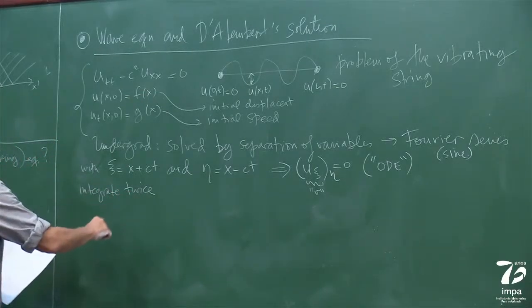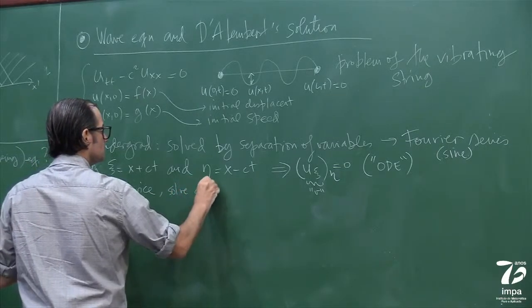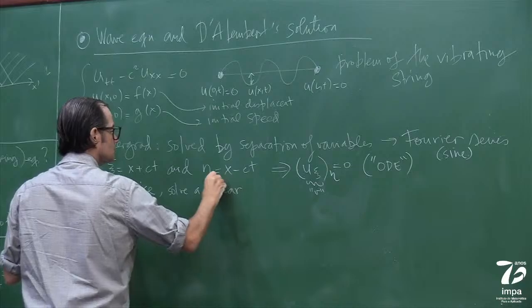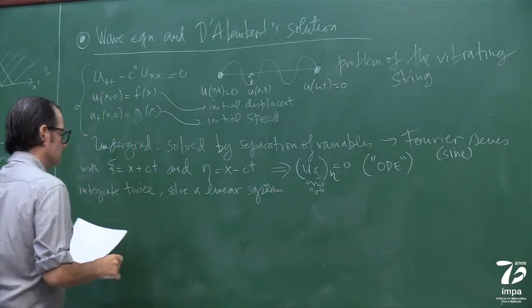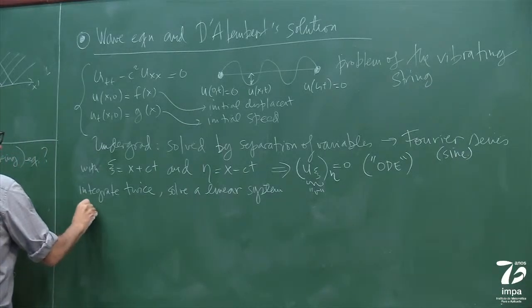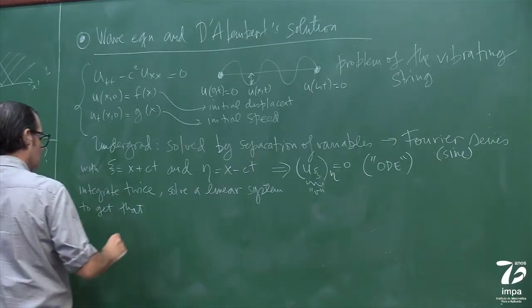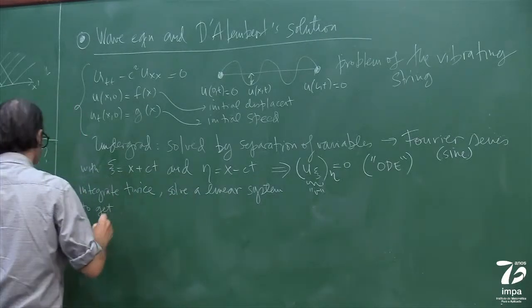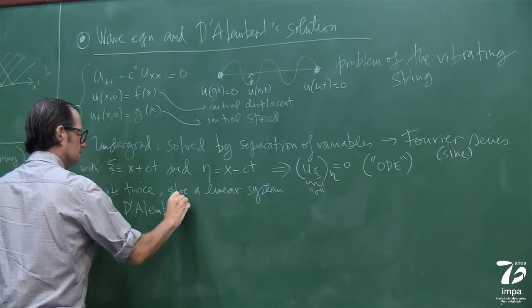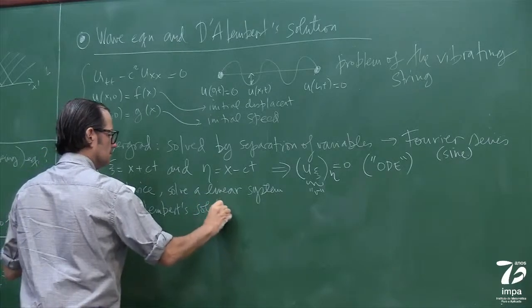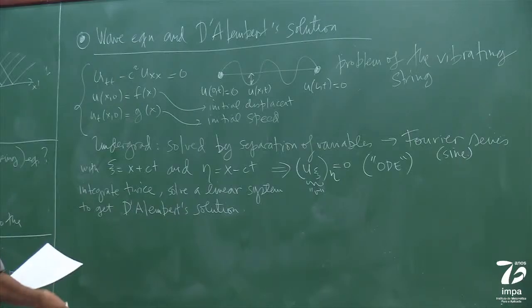So integrate twice. Solve a linear system. To get, actually, let me write, not that, to get the D'Alembert solution, which is this.